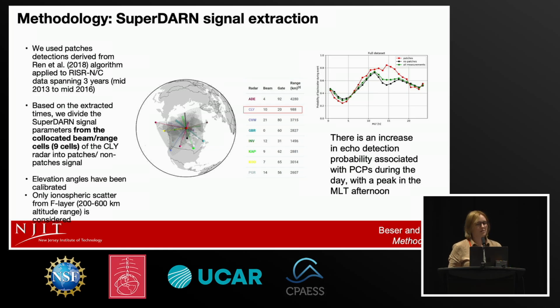So if we just plot the echo detection rate for the specific detections, we can see that there is some increase in echo detection rate associated with polar cap patches in the afternoon MLT sector. So this was showing some possibility of detecting patches in SuperDARN, at least to some degree.